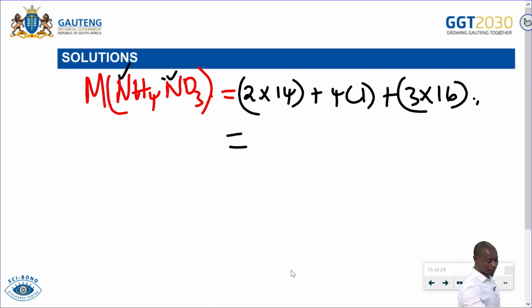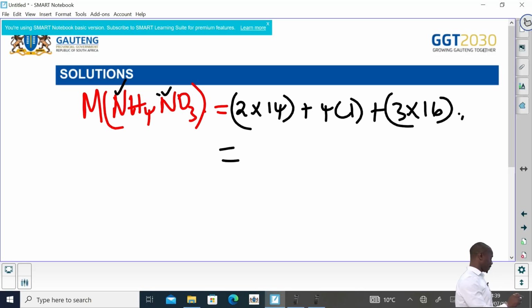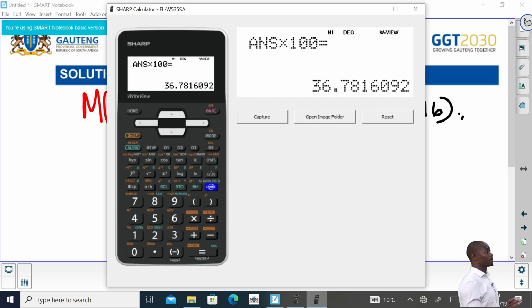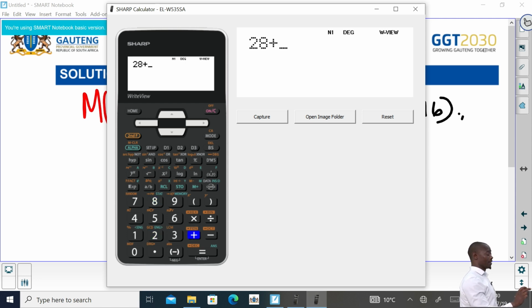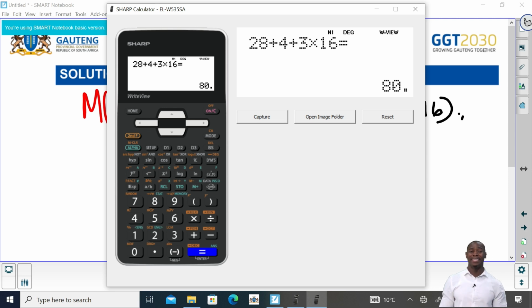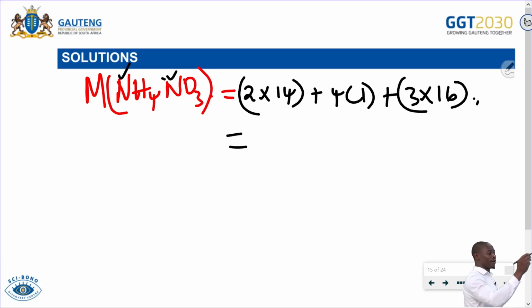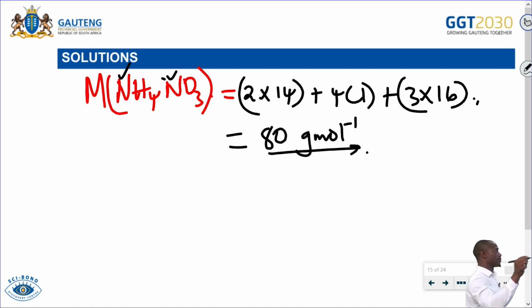Let's check. Okay. So we are having 28 plus 4 plus 3 times 16. Okay, so it's 80, right? That is the relative or the molar mass of ammonium nitrate, it is 80. So it's 28 plus 4 plus 3 times 16, so it's 80. So here we are having 80 grams per mole.